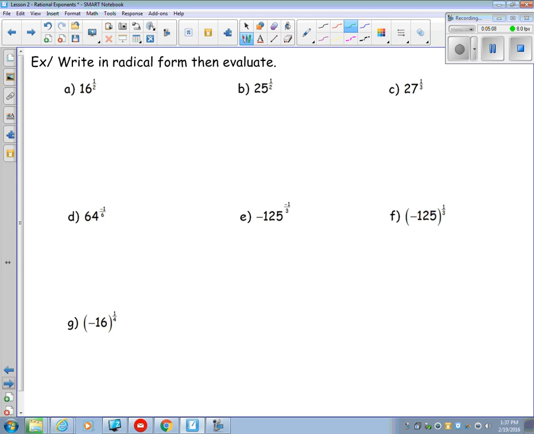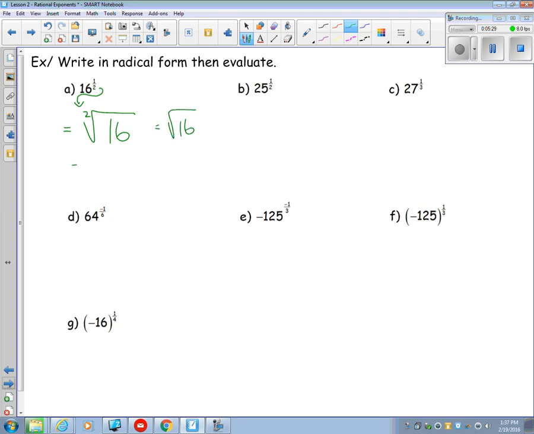Okay, so I've got 16 to the 1/2. It's a fraction, which means I have a root sign. My base goes underneath, and the number on the bottom of the fraction goes out there. Now, I said 2 is a special one. You don't have to write the 2. If you just want to write a root sign, I would accept that. Just writing down this is totally fine.